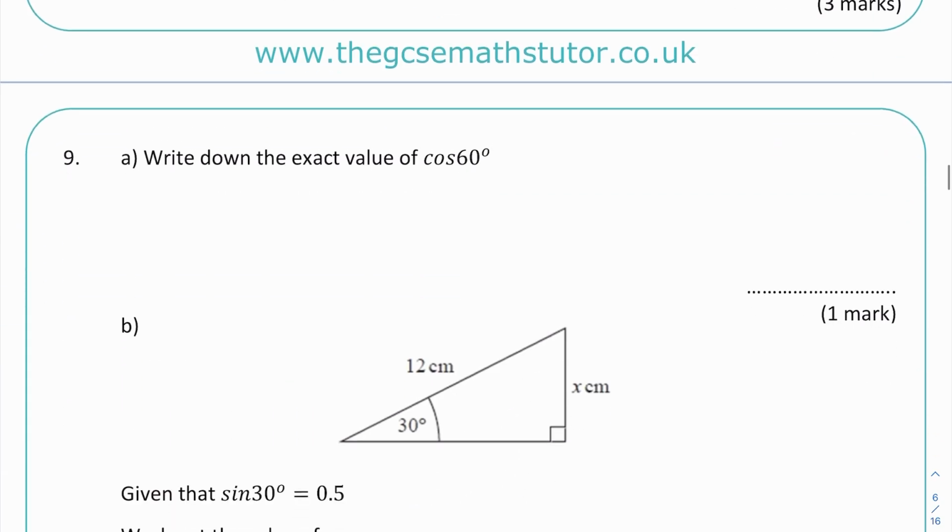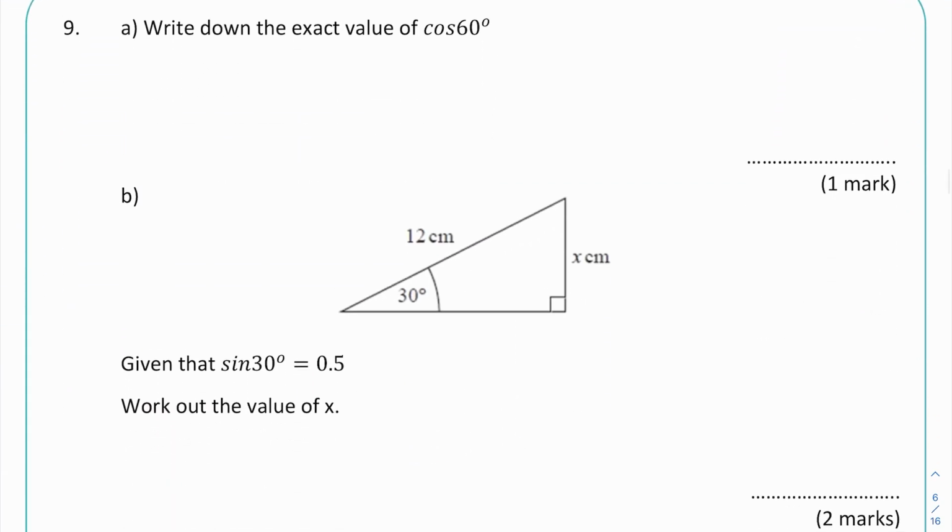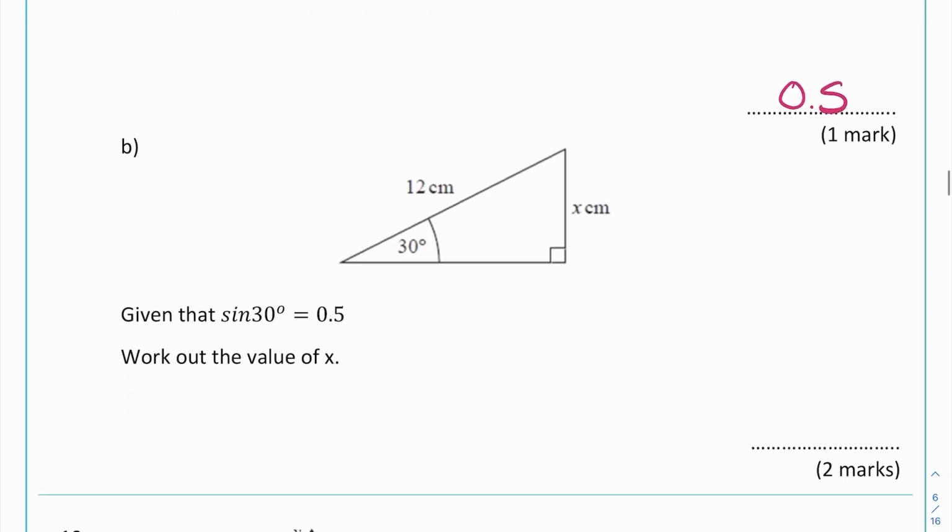Not too nasty, so we won't complain. And so this one, write down the exact value of cos 60. Two of the key ones you have to remember: cos 60 and sine 30 both have a value of 0.5. You could write that as a half as well, but you don't need to write both of them. So 0.5 or a half, either one of those is fine.